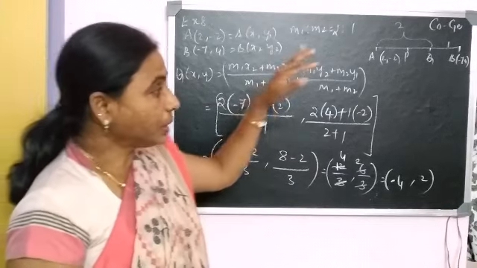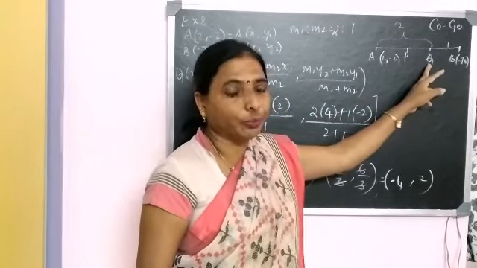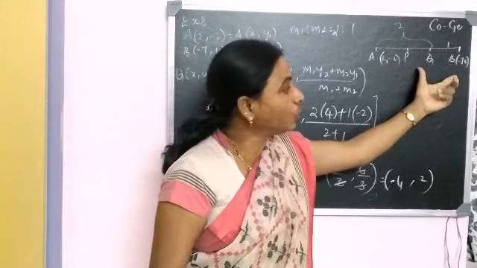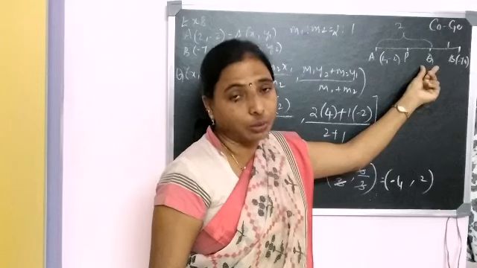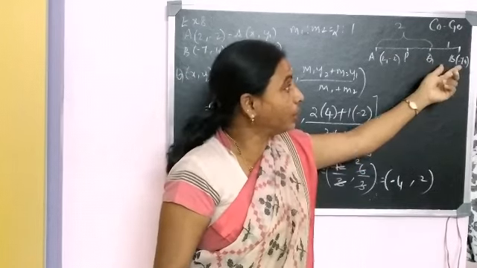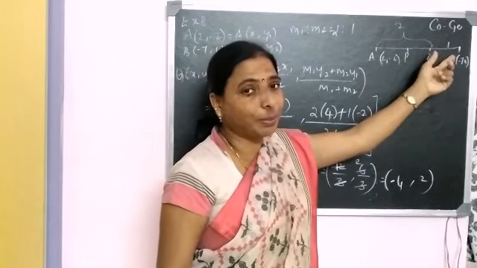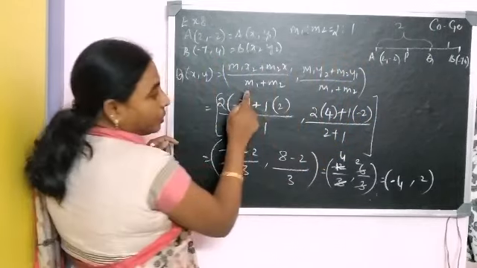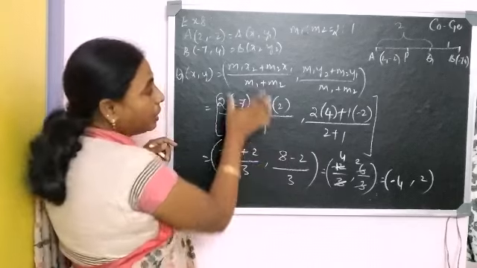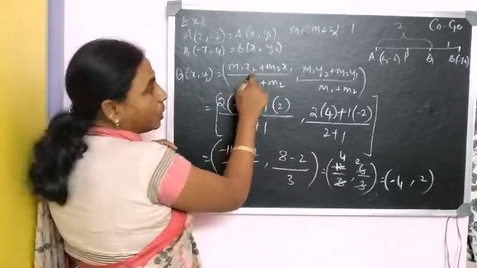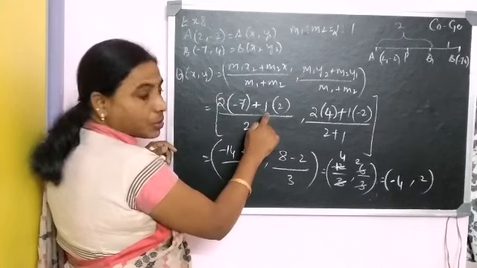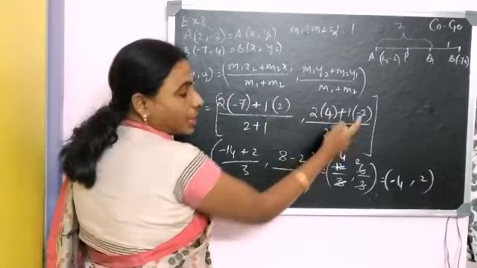See, in the same one, if you have to find out Q, now we already found P. At that time it was 1:2. Now if you have to find Q, then it is 2:1. That means this is 2 parts and this is 1 part. Already I have written here, this is 2:1. Let us substitute it in the formula. M1 here is 2. Now at that time it was 1 here, it was 2 here. But all other values are the same.